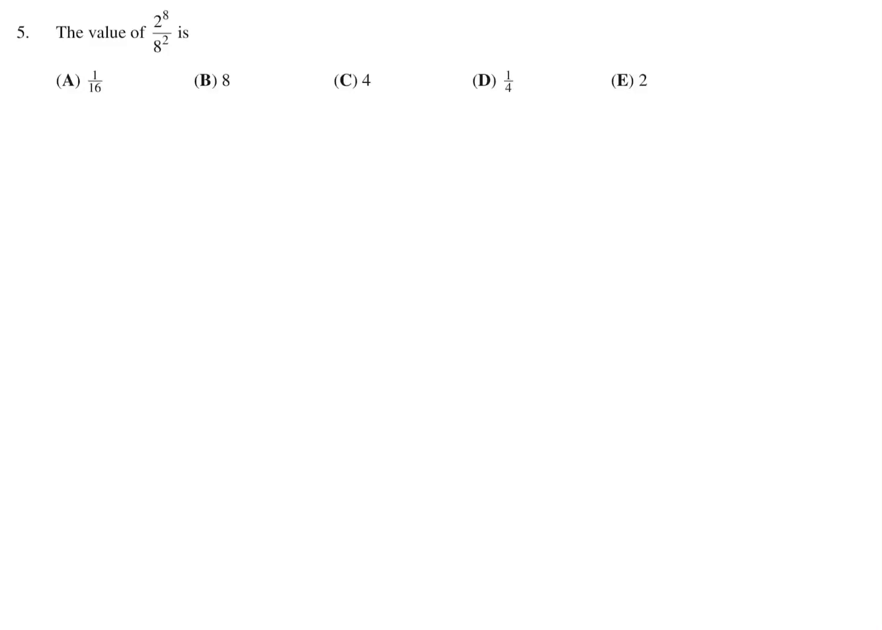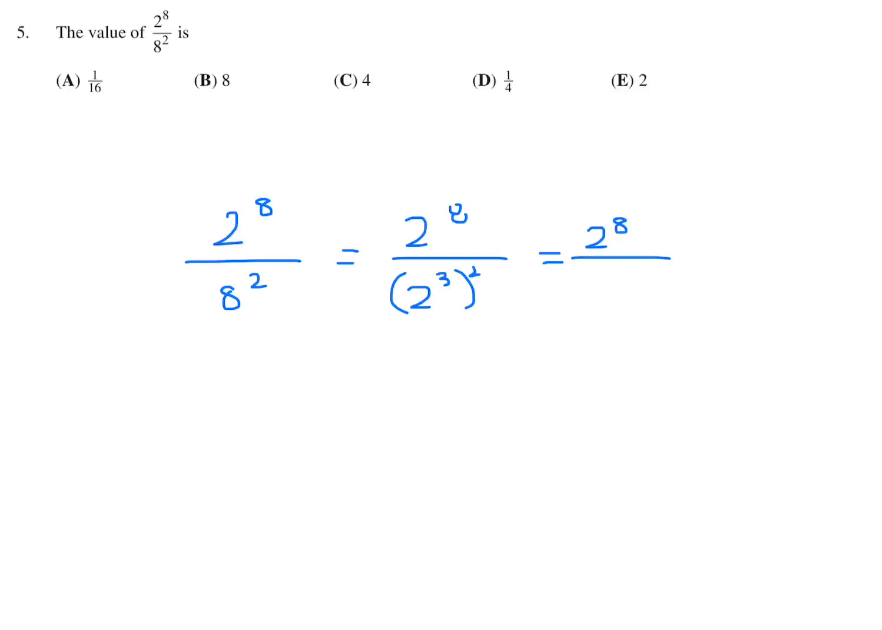The value of 2 to the power of 8 divided by 8 to the power of 2. There are several ways of doing this. You can just figure out the numbers, or if you have a little time, convert them all to the same base. 8 is 2 to the power of 3. So 2 to the power of 8 on top, and 2 to the power of 3 to the power of 2 on the bottom. You multiply the exponents, so 3 times 2 is 6. Since the bases are the same, you subtract the exponents, 8 minus 6. This is 2 to the power of 2, which is 4. So number 5, the answer is C.